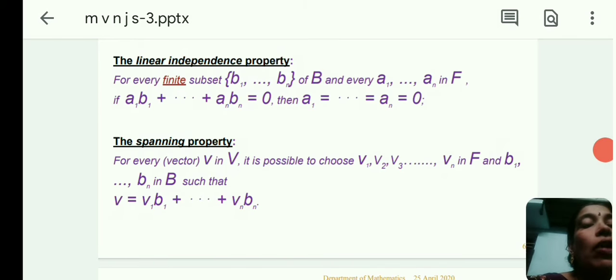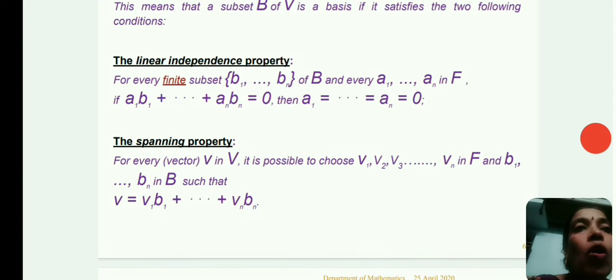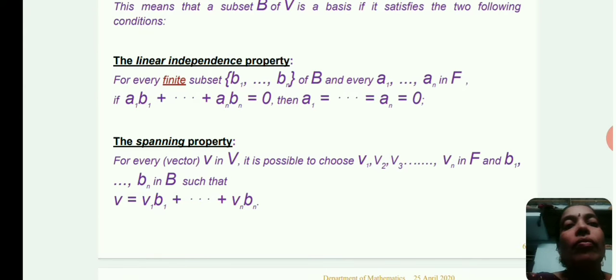Now, linear span. What is a linear span? Let V(F) be a vector space over the field F and S be any subset of V(F). Then the set of all linear combinations of elements of S is called the linear span, denoted by L(S), equal to the set of a1 alpha 1 plus a2 alpha 2 plus and so on up to an alpha n, where ai belongs to F and alpha i belongs to S, for i from 1 to n. That is called a linear span.